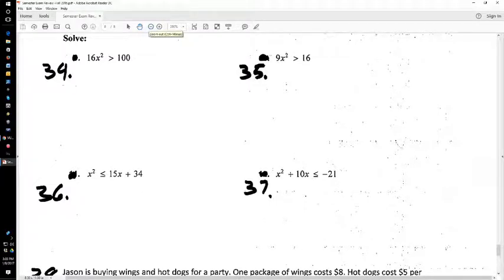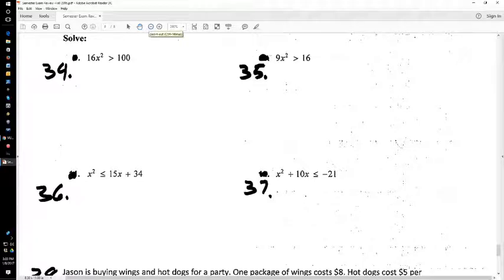Okay, 34 through 37, basically we're just solving quadratic inequalities. So you can solve these quadratics any way you want. If you can factor it, factor it. If you just have a single x squared, like number 34 just has a single x squared, you can isolate it and take the square root. You can use the quadratic formula, whatever you want to do. But first of all, you just start off by solving it, as if it was an equal sign.